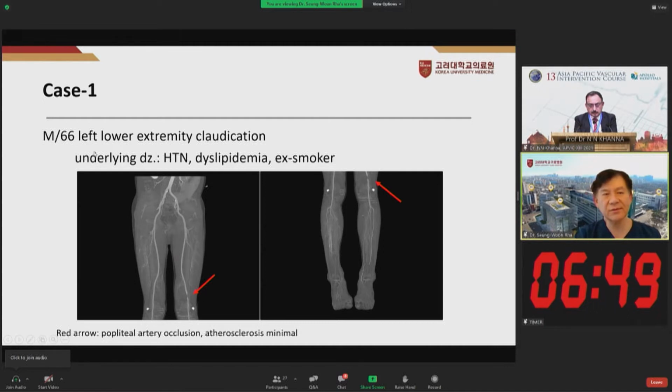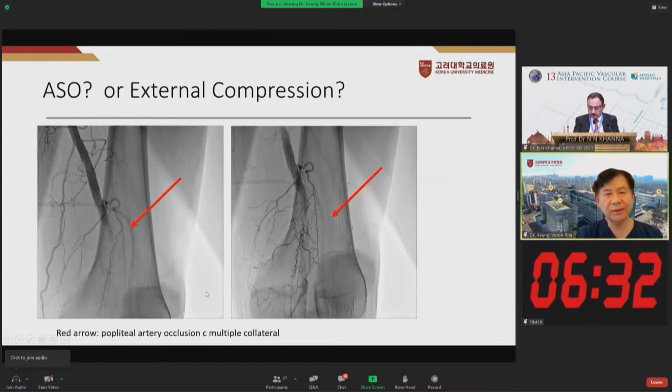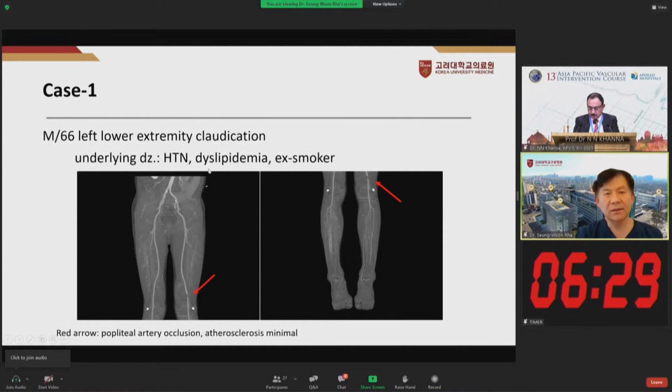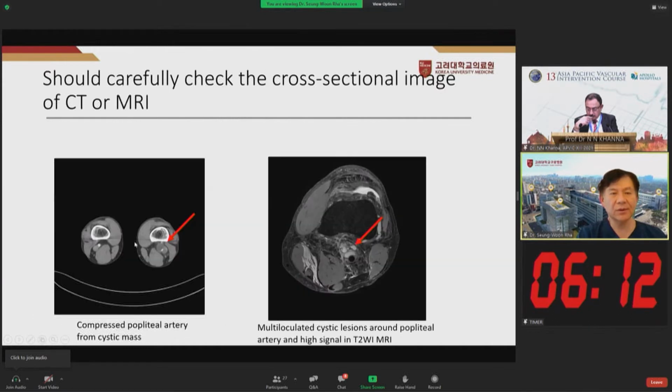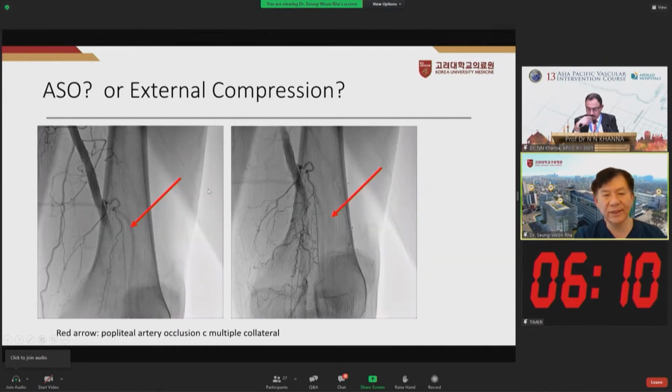This is a 66-year-old man. This should be very important for both the interventionist and the surgeon. This 66-year-old male patient is relatively young with relatively few risk factors. And this focal tight region near the popliteal, the P1 to P3 segment, involving the distal SFA, we should always think: is this real ASO or really external compression?